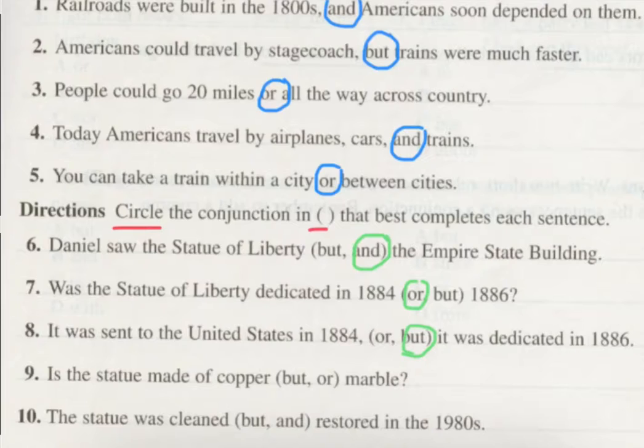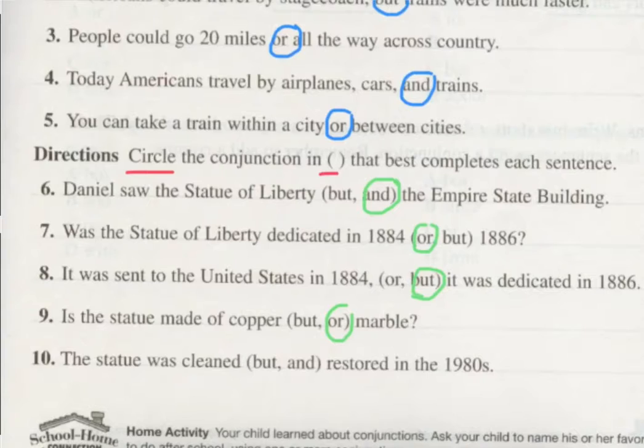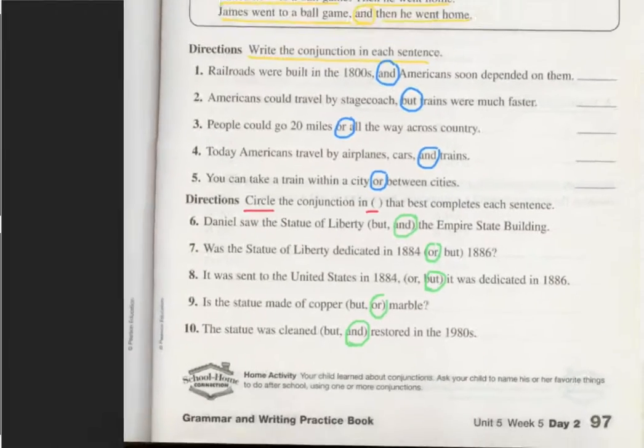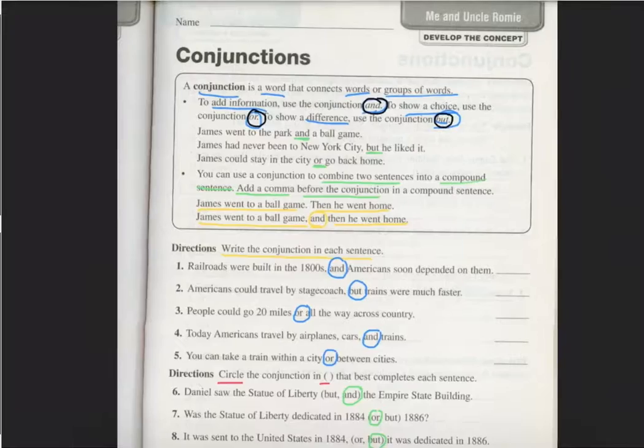Number 9. Is the statue made of copper, blank, marble? So here, one or the other. And because it's one or the other, it's a choice, we have or. Was it made of copper or marble? And number 10. The statue was cleaned, blank, restored in the 1980s. Okay, so both of these things happened, and because both happened and at the same time, we get the conjunction and.